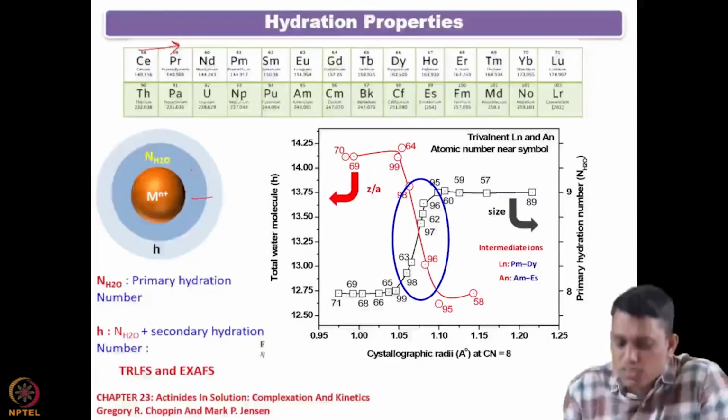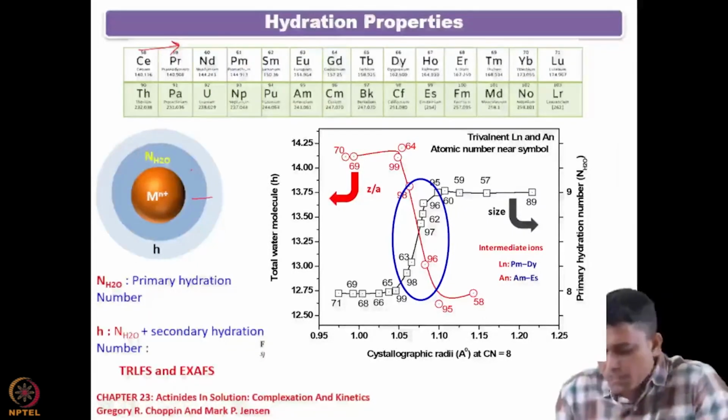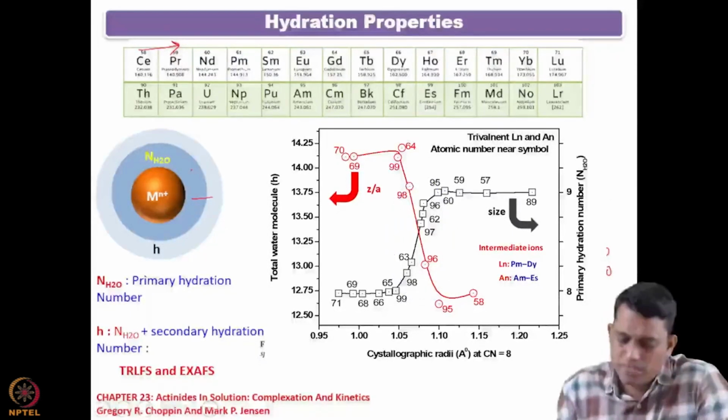Why this smooth transition? Because at this particular place, whatever metals are coming, such as americium here, they can have both. Some of them can have 9 water molecules, some of them can have 8. So the hydration sphere can have 9 or 8. So they have this kind of mixture, and because of that, they fall on this line.